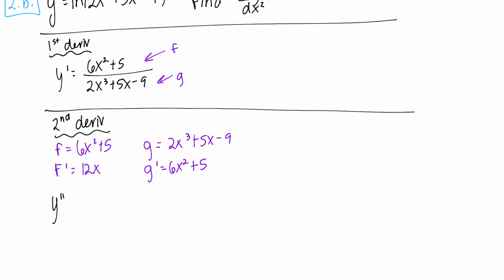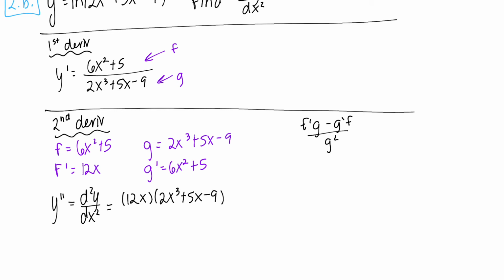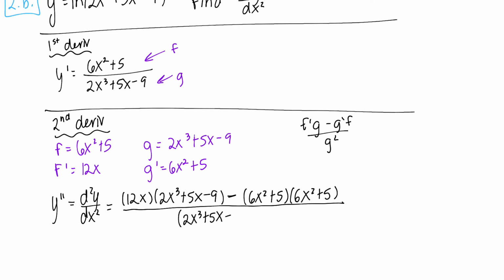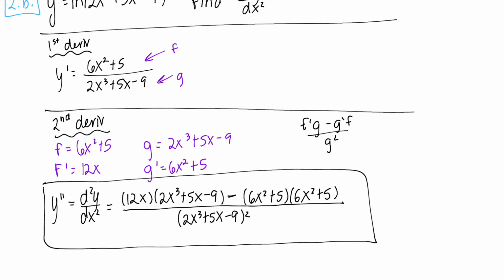So y double prime, quotient rule is f prime g minus g prime f all over g squared. So f prime is 12x. G is 2x cubed plus 5x minus 9. Minus g prime, 6x squared plus 5, times f, which is also 6x squared plus 5, all over g squared, 2x cubed plus 5x minus 9, quantity squared. Can be simplified, but I'm not going to bother. So there's that.